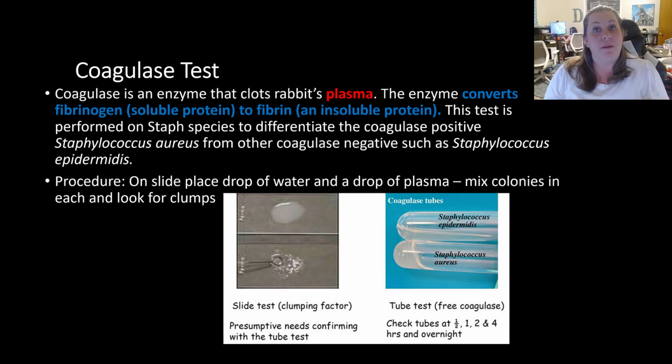Okay, now sometimes we can't see the clumping really well, and so we would do a test tube test. If we do that, we have to actually check those test tubes on a regular basis, like every half hour, hour, 2, 4, and even overnight to see if it clumps up. We should be able to see it pretty quickly on just the slides, but that's what we're going to be looking at for the coagulase test. So if you'll notice this top picture that you see here where it just looks cloudy, that's a negative test, whereas the bottom one where there's those clumps that are present is a positive test.